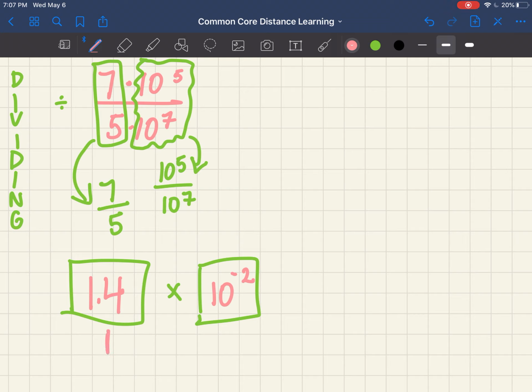I'm going to check right here. Is that between 1 and 10? 1.4 is between 1 and 10, so I know that I'm all set. This is in scientific notation.